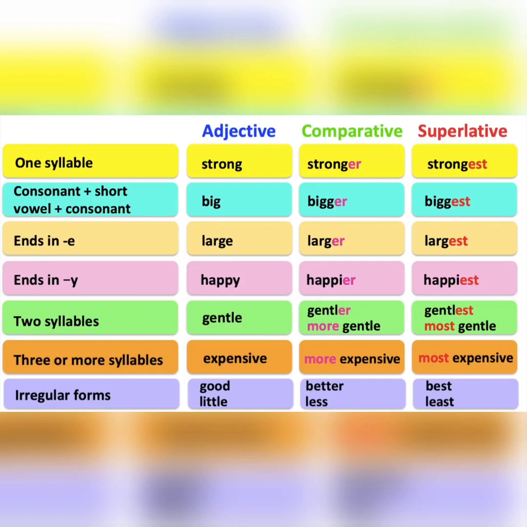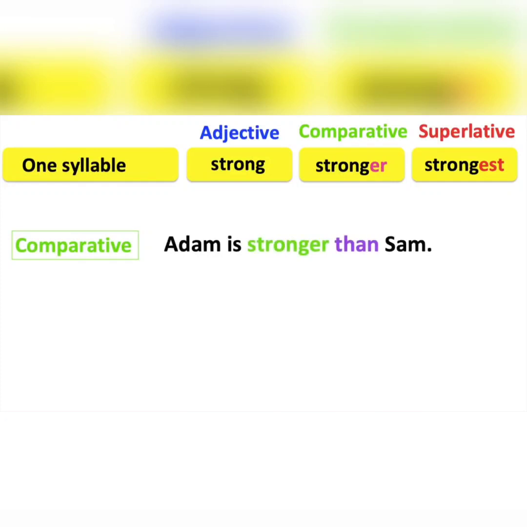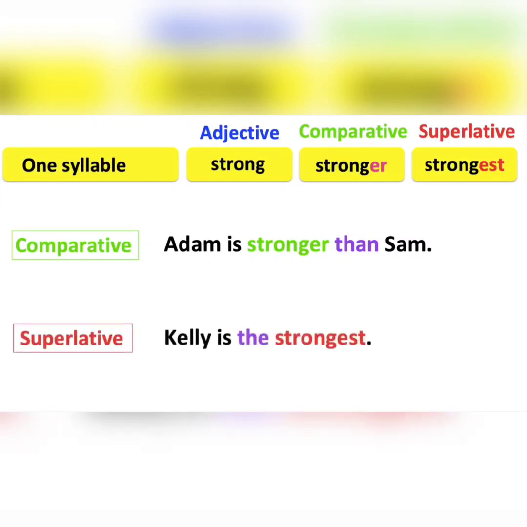Now let's go through each rule with example sentences. For one-syllable adjectives, the rule is to add er when forming the comparative and est when forming the superlative adjective. For example, Adam is stronger than Sam. Here, I'm comparing two people. Kelly is the strongest. Here, I'm comparing one person with a group of people.